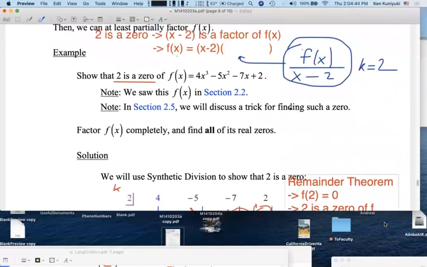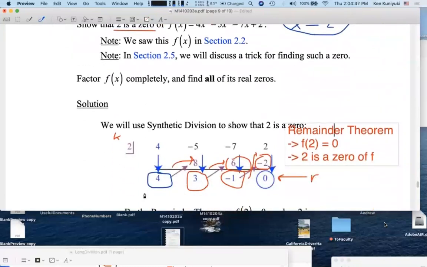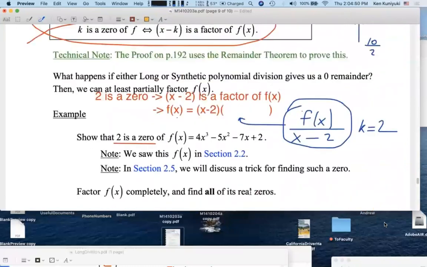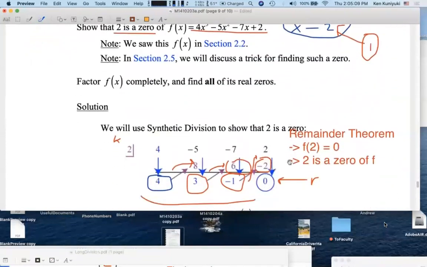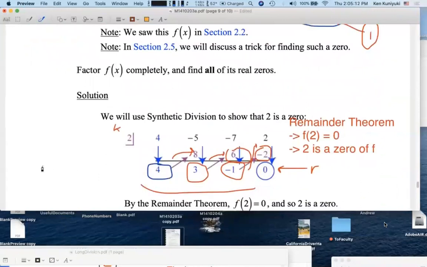So what is this other factor? Well, look at these coefficients here. We start off with a third degree polynomial. A third degree, this is degree 3, over a first degree, this is degree 1, gives what degree? Degree 2. We know that this has to be second degree. So what's the other factor here? It's going to be given by 4x squared plus 3x minus 1 with a 0 remainder.